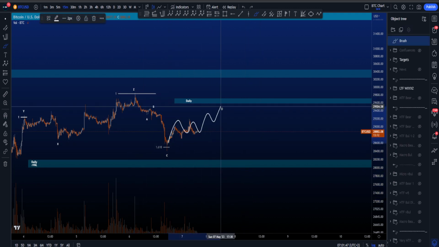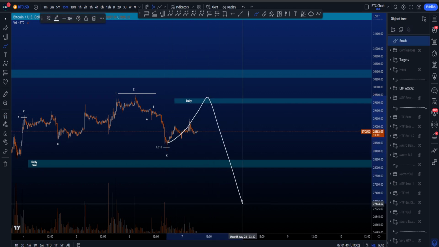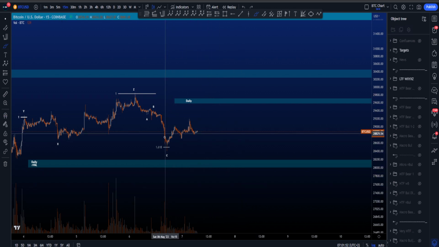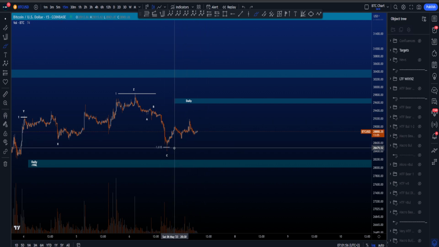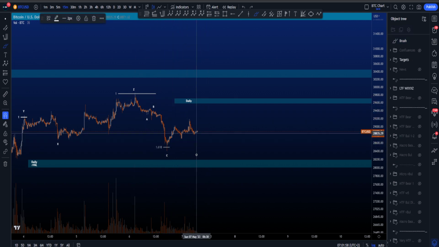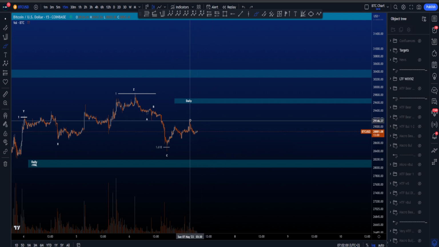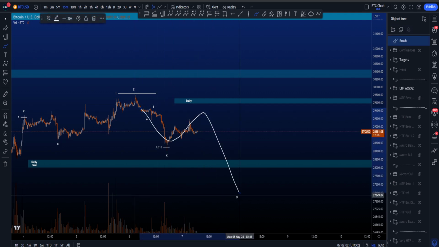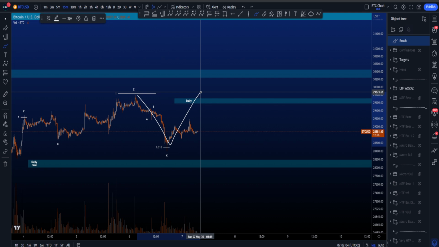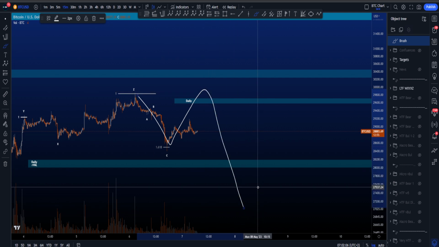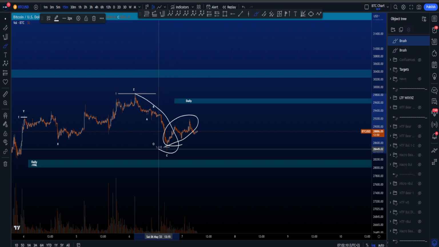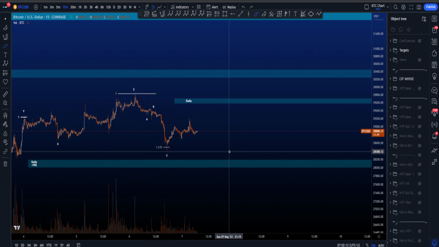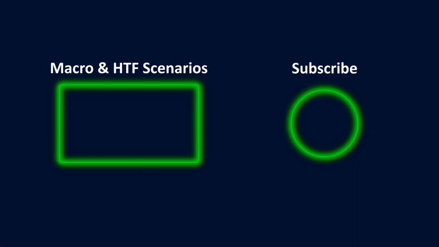Whatever happens with this corrective structure, if it goes all the way up or not, well, it's quite unlikely, to be honest, that it actually goes all the way up because of the length of this structure at the moment, which almost is already the same length as this one over here. So it's much more likely that this is a WXY type of move actually than this being an A expanding flat and then continuation down, just because time-wise, this is almost as long now as this move to the downside. So that's a little golden nugget at the end of this video.